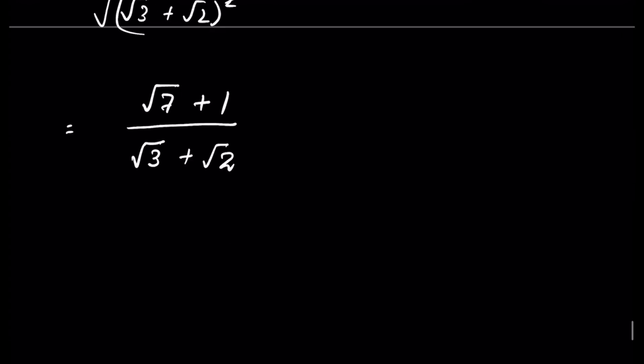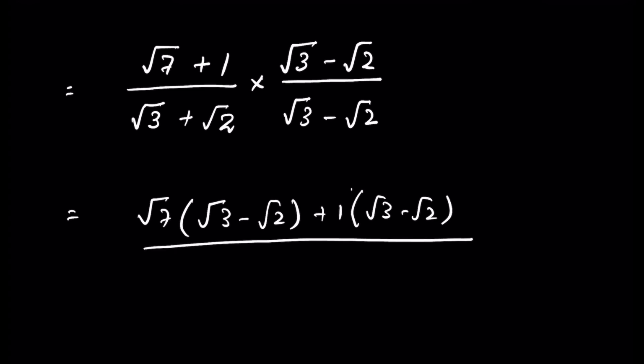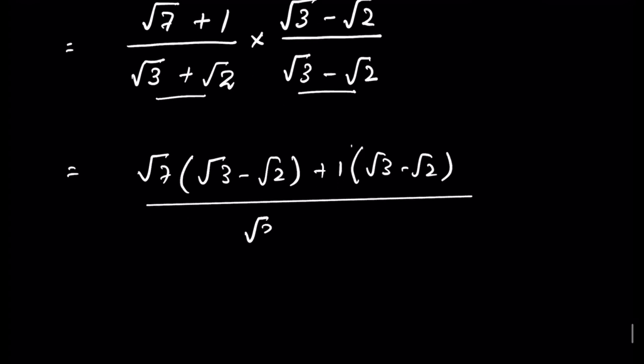Now in the denominator we have roots, so we will need to rationalize the denominator. So we multiply and divide by the conjugate of the denominator. So square root of 7 times (square root of 3 minus square root of 2) plus 1 times (square root of 3 minus square root of 2), upon, this is in the form of difference of squares, so it is square root of 3 square minus square root of 2 square.